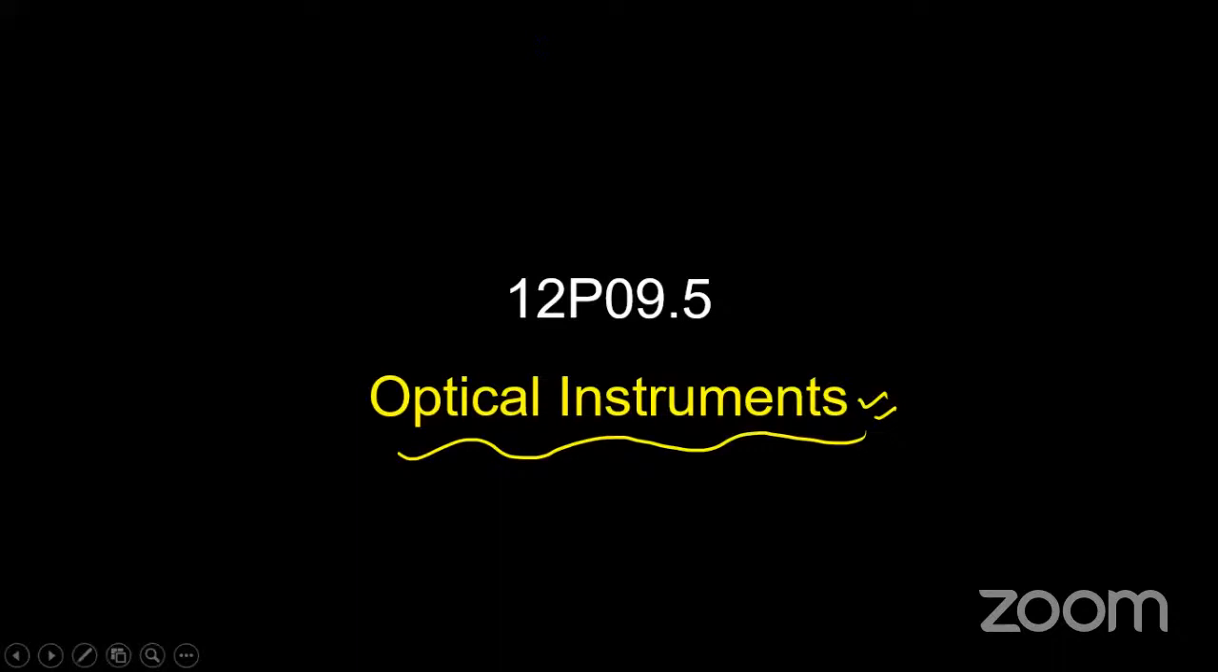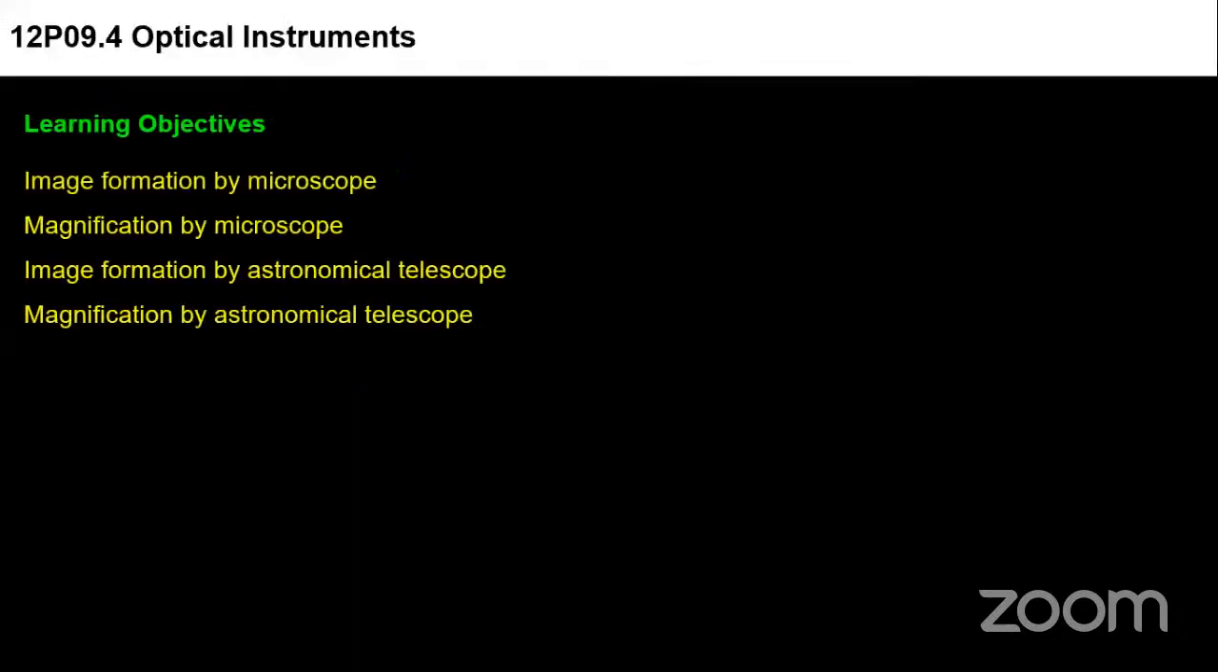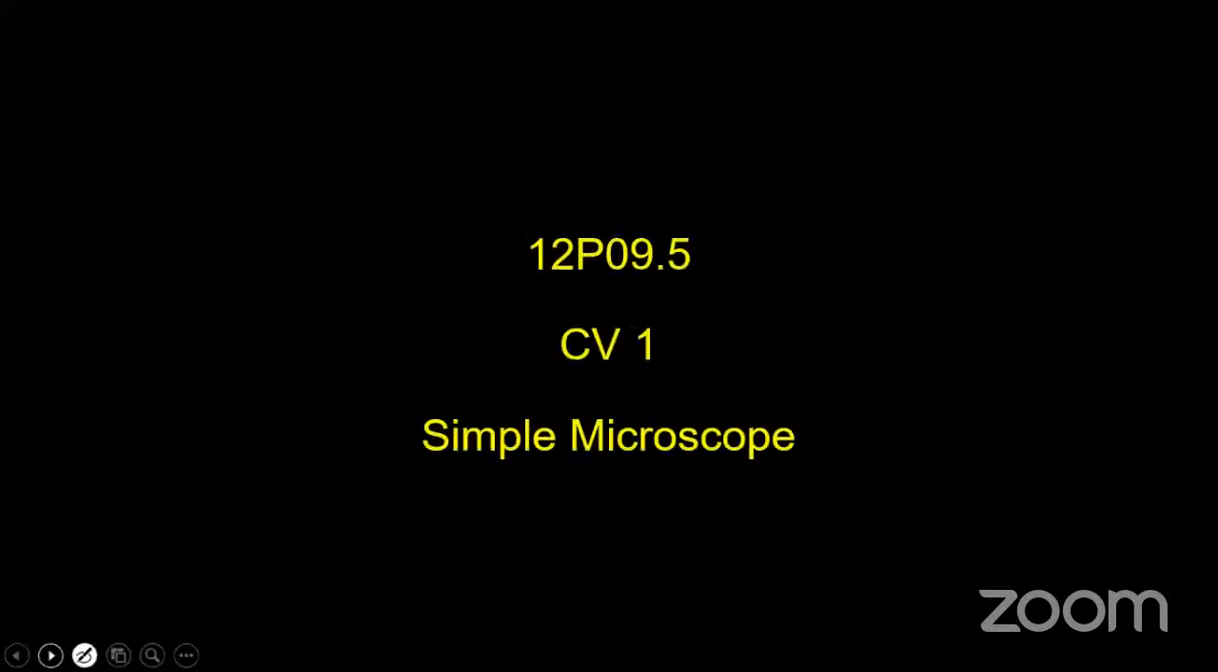Okay, very good. So see, first we'll go image formation by microscope. We'll see this. Then we'll see magnification by microscope. Then we'll see image formation by telescope. Then magnification by astronomical telescope. Okay, so first of all, simple microscope.